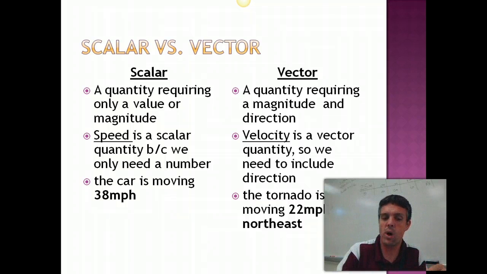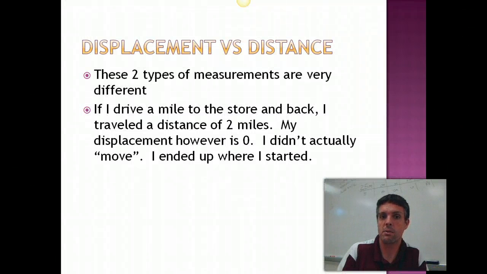So two types of quantities. We'll look at some other examples of those here in just a second, okay? Displacement and distance, one of those is a vector quantity and the other one is a scalar quantity, okay? And so there's two types of measurements here.